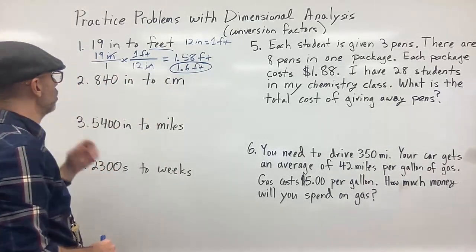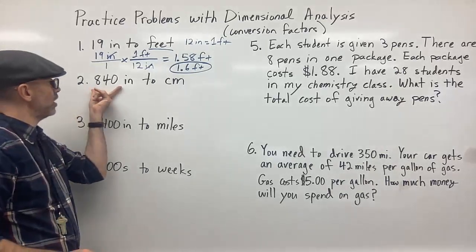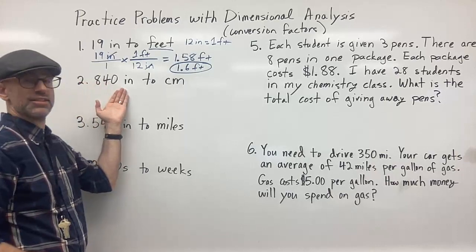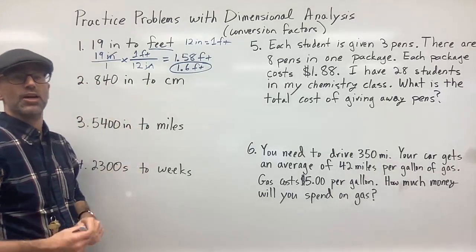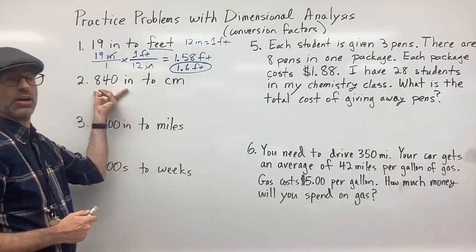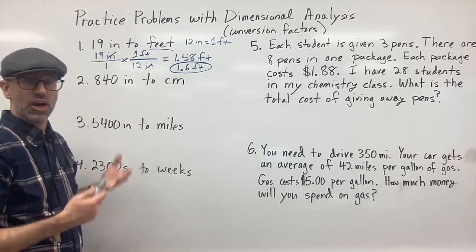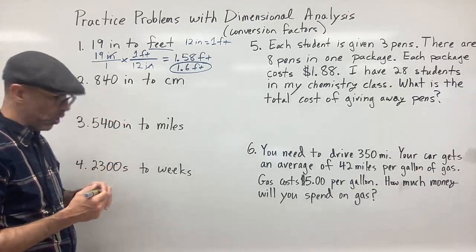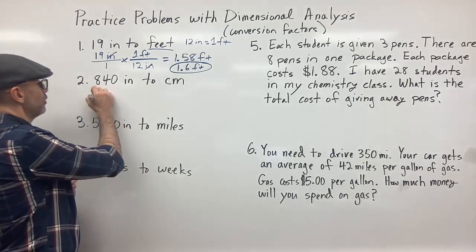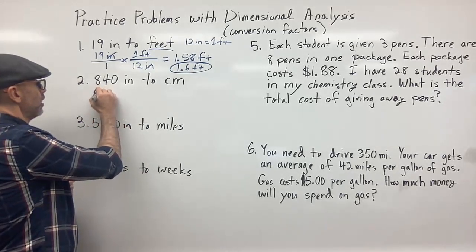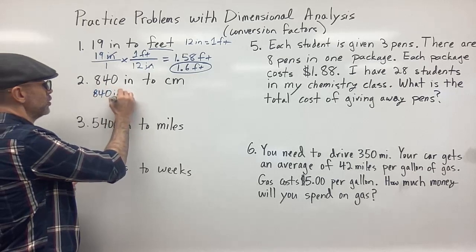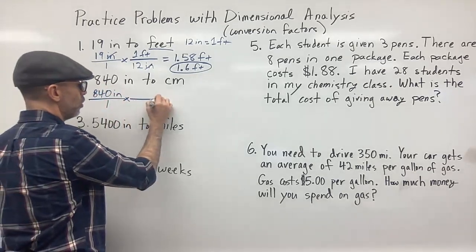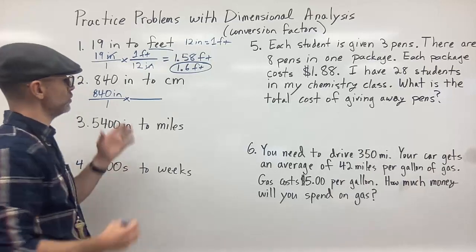All right, so next we have 840 inches needs to be converted to centimeters. So again, they're giving us 840 inches to start with. So we're going to start by putting that over 1. So we're going to have 840 inches over 1. And then we multiply by our first conversion factor.